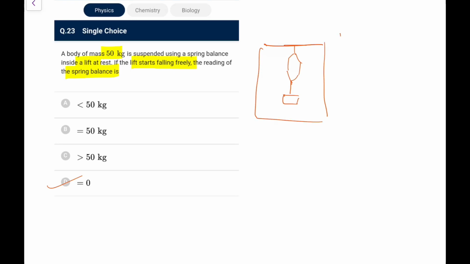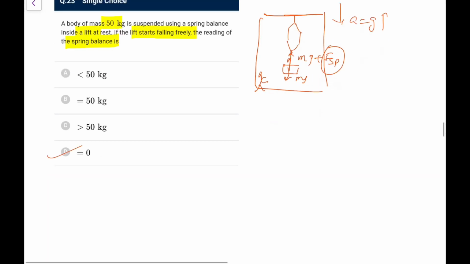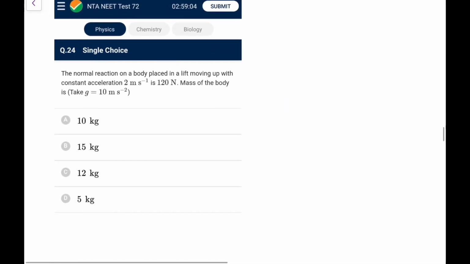Let's say this is the lift. So because the lift is going with acceleration g downwards, in the frame of lift, you have to apply a pseudo force mg upwards. This is mg, this is balanced, so the spring force requirement is 0, so the reading would be 0.